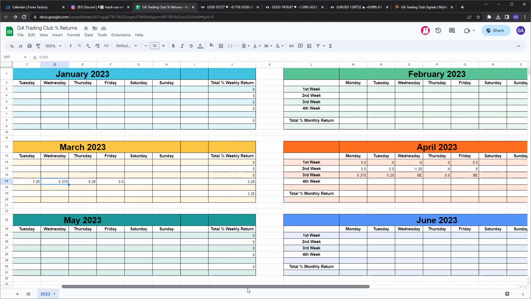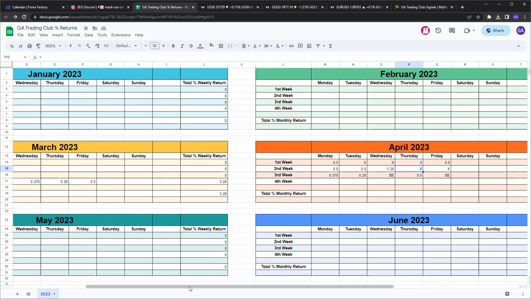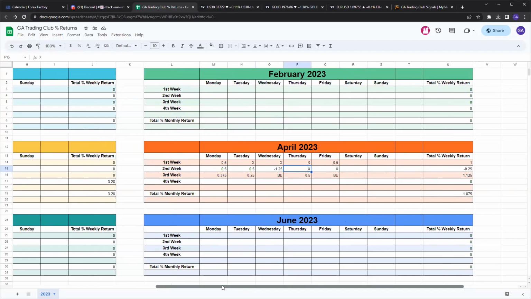Here, on Wednesday, we did lose. I remember this was a news day. We had like 3 sessions. We traded CPI, we traded FOMC, and we had a live session. And unfortunately, this day, all the trades hit stop loss. But that's the only day we had a minus 1.25% loss.